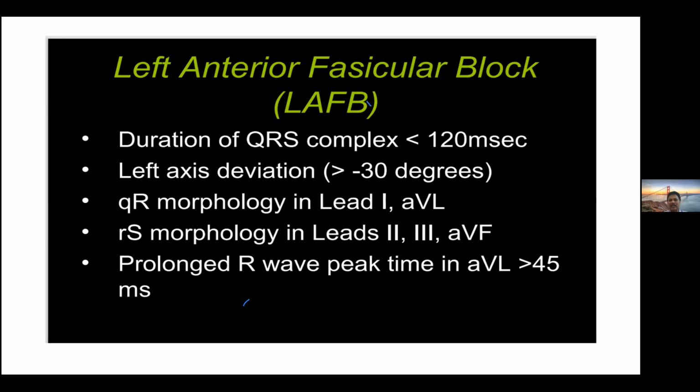Here, the characteristic hallmark of left anterior fascicular block is left axis deviation. It is more than minus 30 degrees. So straight away, it means that leads 2, 3, aVF will have an RS complex. QR morphology in lead 1 and aVL, RS morphology in leads 2, 3, aVF. Now you understand why it is happening, because the axis is going towards the left, it will happen like this.